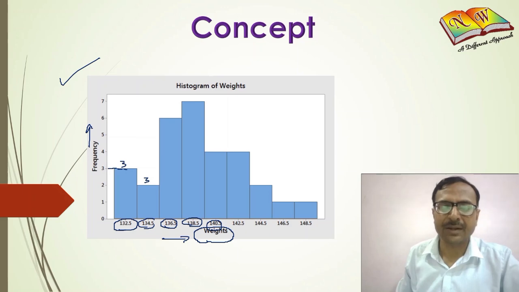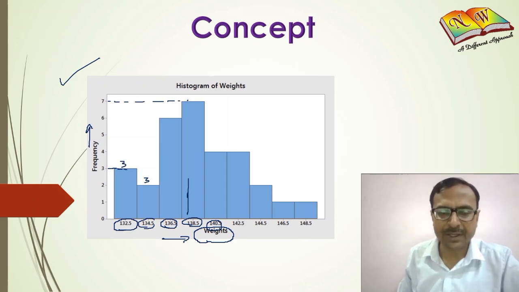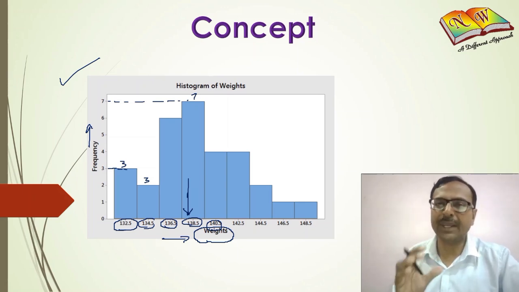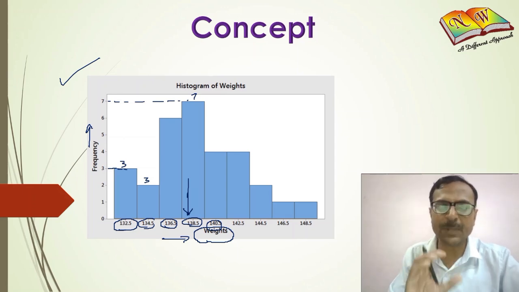So if there are 7 students here, that means the frequency corresponding to this weight is 7. Likewise, you draw all the rectangles and you have to take care that you are not leaving any space between all the rectangles. So you obtain a histogram.